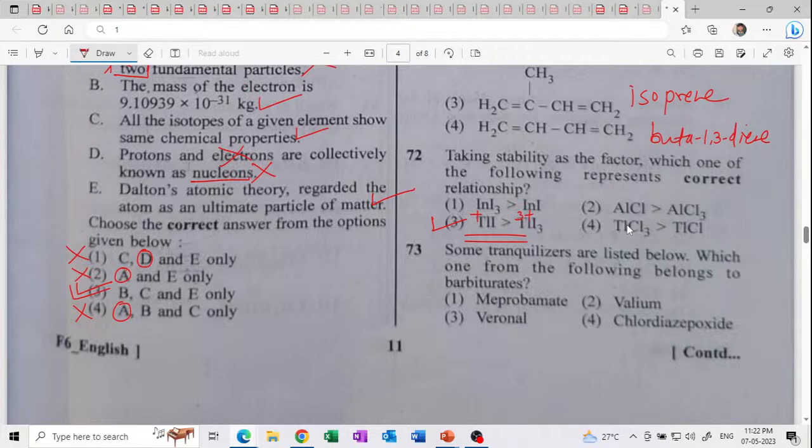Some tranquilizers are listed below. Which one of the following belongs to the barbiturates? Veronal.